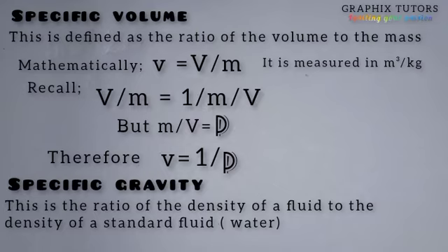If you know what the density of a fluid is, in terms of liquid we talk about water, and in terms of gas we talk about air. Mathematically, we say that the density of a liquid over the density of a standard liquid, which is given as water. It has no units.